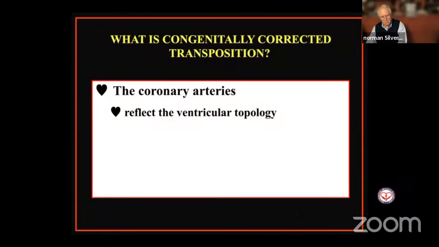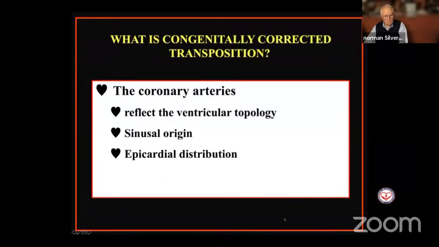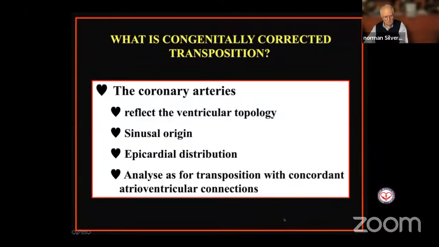So now you've seen the chamber connections that give us congenitally corrected transposition. You've seen the lesions which we typically find in this setting. We now need to look at the things that go along with it. And first of all, we're going to look at the coronary arteries. And as you might expect, they reflect the ventricular topology. But to understand their arrangement, we need to look at their sinusal origin, their epicardial distribution, and then we can analyze any malformations as we would in the setting of transposition with concordant atrioventricular connections.